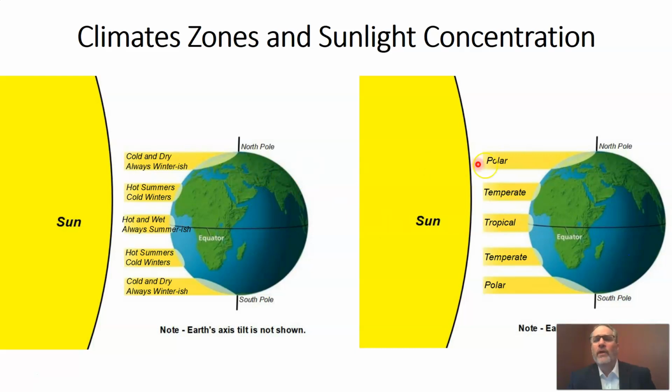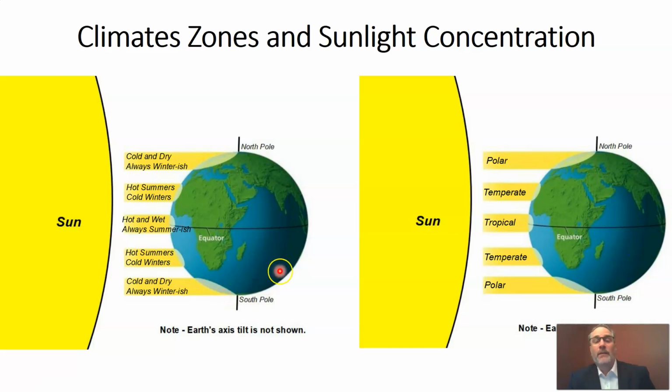Let's head up to the poles. So notice that we have a polar climate zone here, and also down here we have a polar climate zone. We're going to have cold and dry climates near the poles, and that's because that light is spread out. It's less concentrated, so that's going to cause a temperature difference near the poles, and this is because Earth is a sphere.